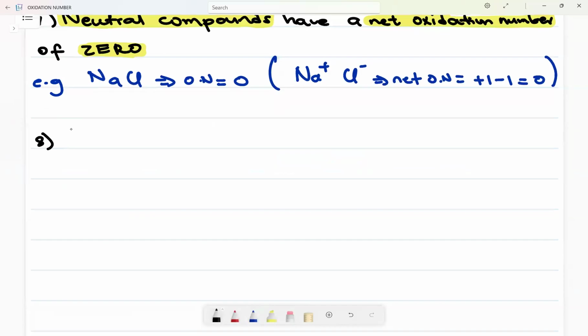And then let's see number 8. Maybe this will make number 7 make sense. The oxidation number, guys, you are taking notes, of a compound ion.